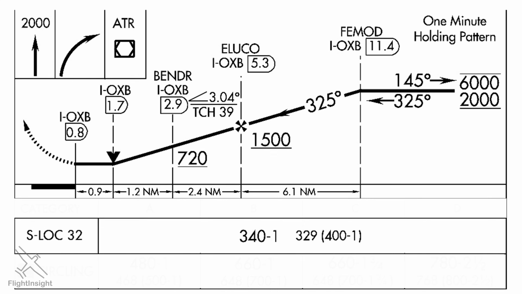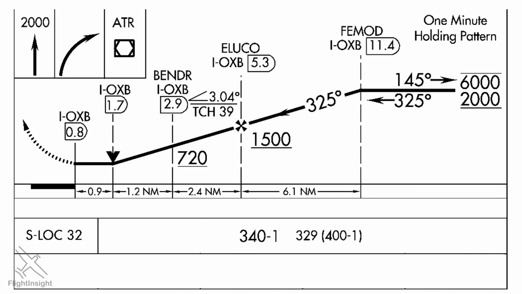On the profile view of the approach, we see that there's various points along the approach, like Iluco and Bender, with minimum altitudes. These are called step-down fixes. On this approach, we identify where these fixes are based on our DME distance from the localizer. Iluco is at 5.3 DME, for example. So when we're on the localizer at 5.3 DME, we have to remain above 1,500 feet.